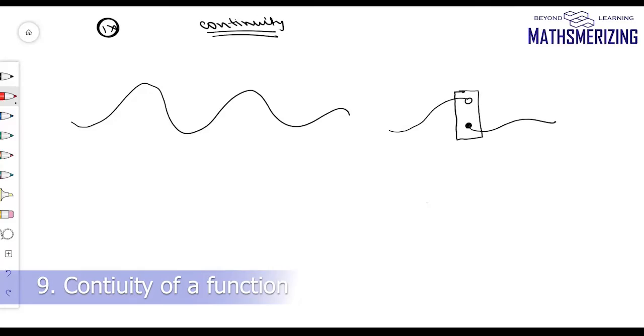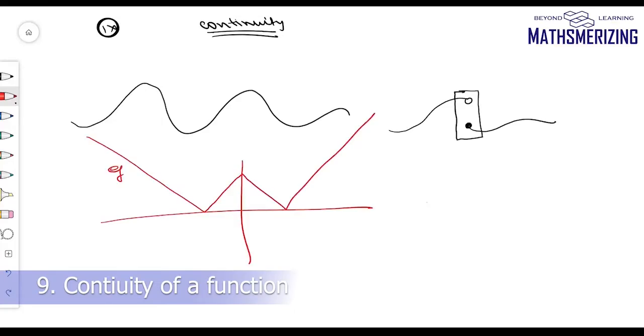And if while drawing the graph, my pen lifts, then the function is discontinuous at that point. And if I don't need to lift my pen, then the function is continuous. Say for example, now this function f is defined from R to R. Now I need to know whether this function is a continuous function or a discontinuous function.